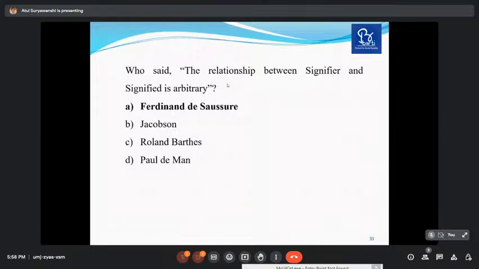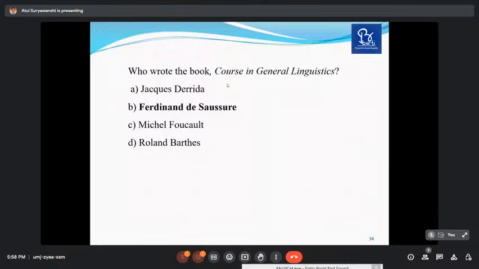So psychoanalysis, Carl Jung. Who said the relationship between signifier and signified is arbitrary? None other than Ferdinand de Saussure, again the French linguist. Signifier, signified: these are the terms he talked about in his book. Who wrote the book Course in General Linguistics? The French linguist Ferdinand de Saussure has written this book.